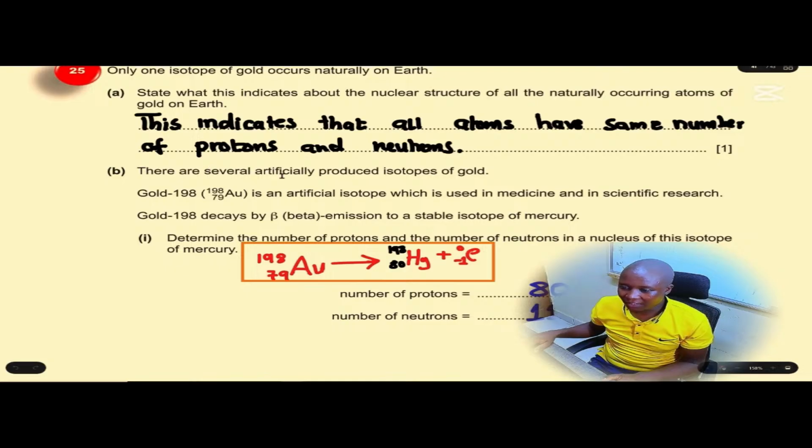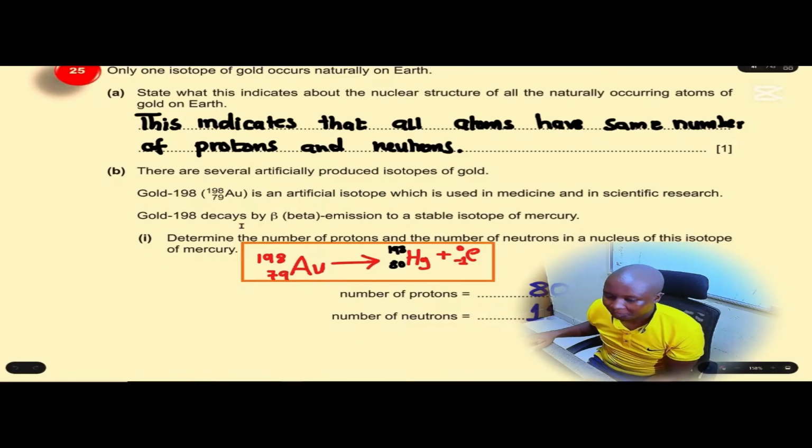We are told there are several artificially produced isotopes of gold. Gold-198 is an artificial isotope used in medicine and scientific research. Gold-198 decays by beta emission to a stable isotope of mercury. Determine the number of protons and the number of neutrons in the nucleus of the isotope of mercury.